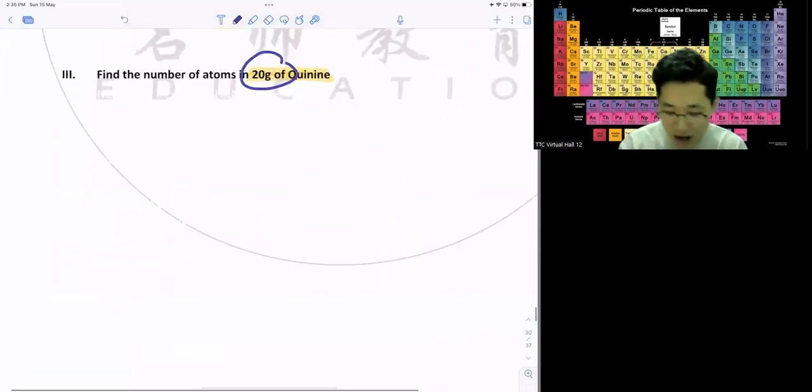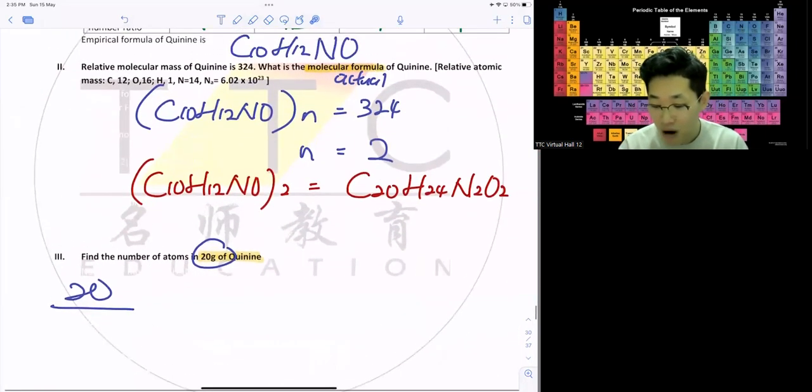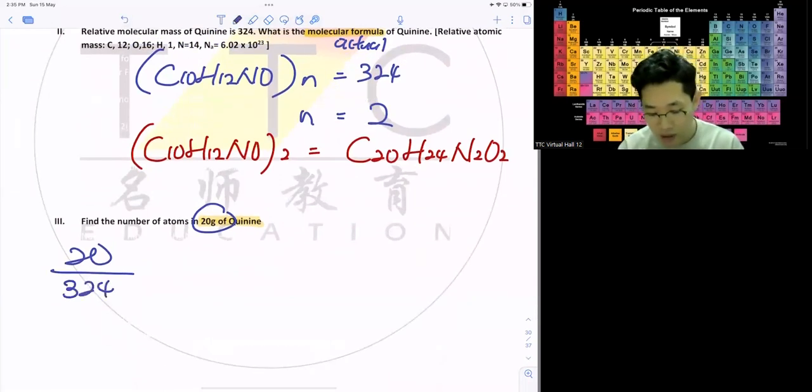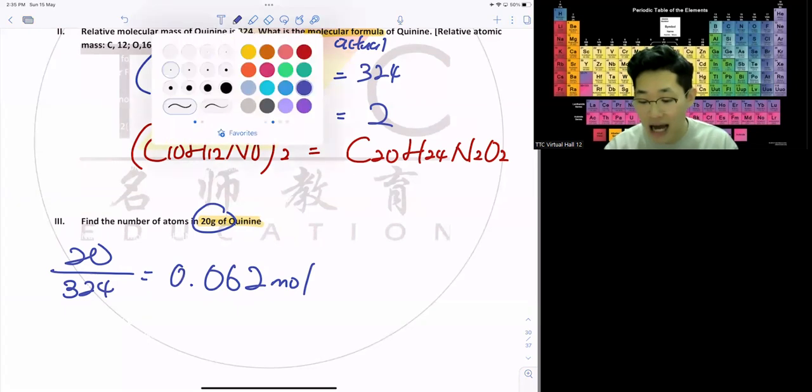First 20 gram divide by, you see the molar mass, the molecular mass, the total is 324, so it's divided by 324 to get 0.062 mole. Okay, then we want to find the number of atoms.